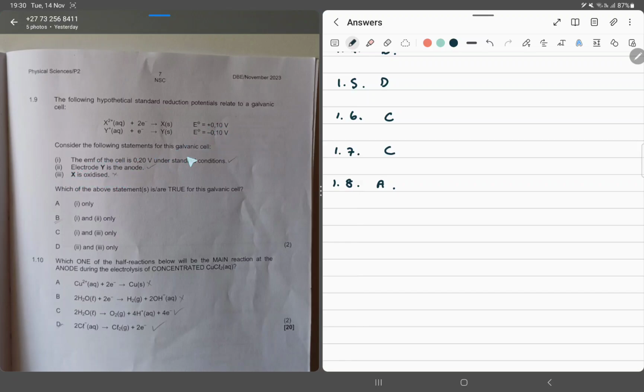X is oxidized, not true, because if X is an oxidizing agent, it means it is reduced. So those two should be the correct ones. Which of the above statements is or are true for this galvanic cell? 1 only? No. 1 and 2? Yes. And the answer is B, essentially.